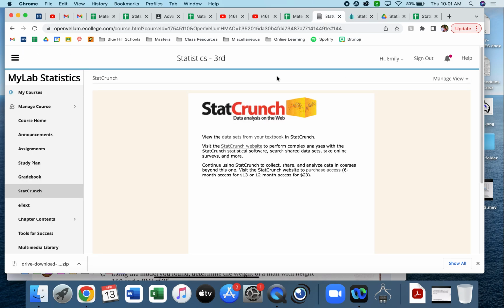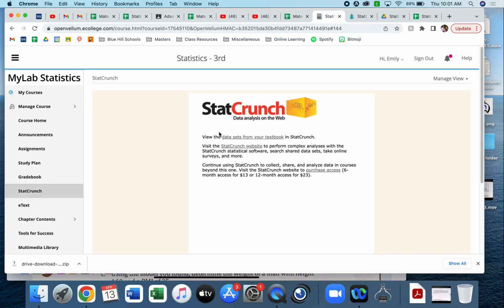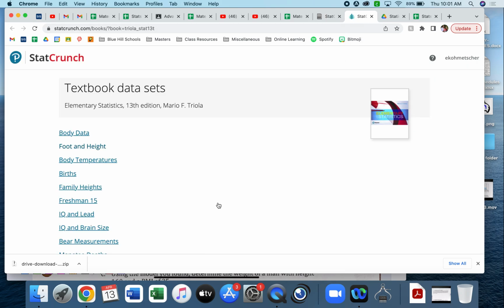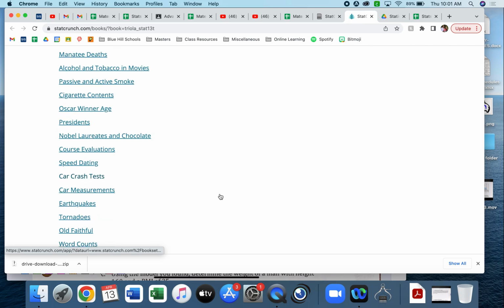Data Sets from your textbook. That top link. So right here, data sets from your textbook in StatCrunch. It's going to pull up StatCrunch. Okay, and then it gives you lists of stuff, okay? So do you guys remember when we were talking about the chocolate and Nobel laureates? We've been doing that, but we've only been doing like 5. Don't click on anything. This has all like 47 lists of data.